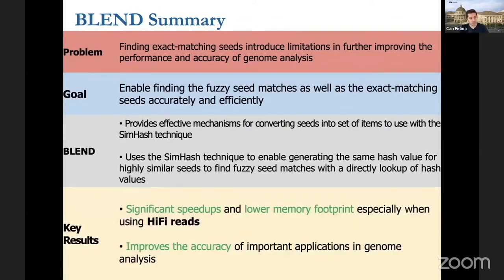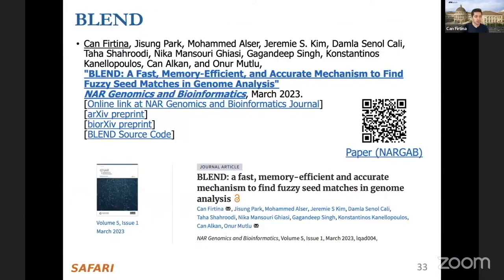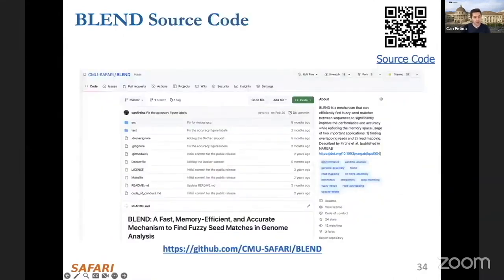The key results that we show are a significant speed up and lower memory footprint, especially when using hi-fi reads, and Blend can improve the accuracy of important applications in genome analysis because of finding novel fuzzy seed matches. Blend is published in the Nucleic Acids Research Genomics and Bioinformatics journal this year. This is the QR code that you can use to access the paper. This is fully open source, and we have our source code as well. This is the QR code to our source code.